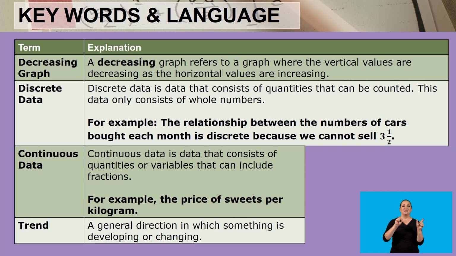Then we have discrete data. Discrete data is data that consists of quantities that can be counted. This data only consists of whole numbers. For example, the relationship between the number of cars bought each month is discrete because we cannot sell 3.5 cars. So we are talking here of quantities that can be counted. Continuous data, that is data that consists of quantities or variables that can include fractions. So for example, the price of sweets per kilogram, we know that those values can include fractions. Then lastly, we are going to look at trend, and that is a general direction in which something is developing or changing. So those are the keywords that we are going to be looking at during our lesson.